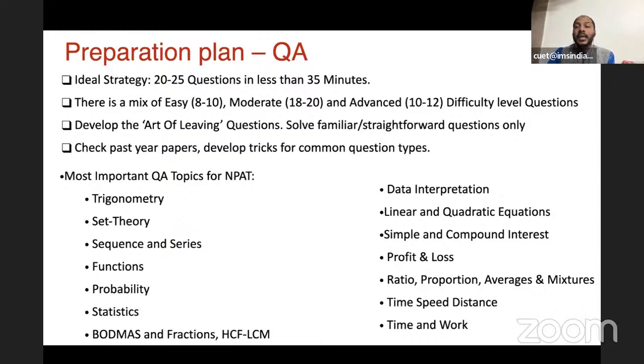The other thing, one of the key points that one has to note is data interpretation. Data interpretation earlier used to be a part of the LR section of NPAT. But last year, there were 10 to 12 questions of data interpretation in the QA section of NPAT. So one has to have a good strategy for data interpretation also.